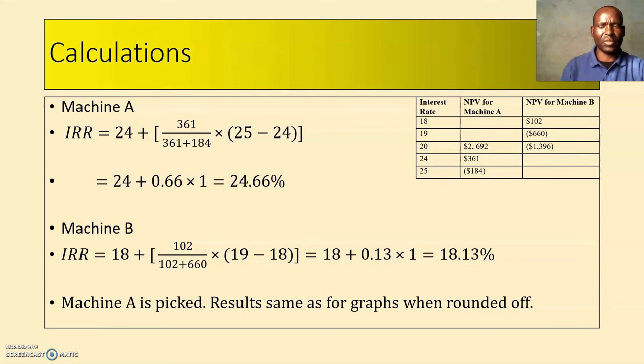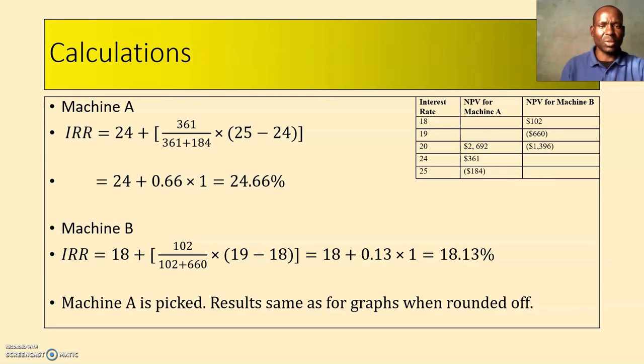We have the calculations for machine A, and the answer that we've got is 24.66%. Of course, there's a table on your left-hand side in the top corner of the panel. That is just for the sake of making it easy for people to follow through. You can easily see which values are picked from the table according to which machine I'm calculating the internal rate of return for. So for machine A, the values I've picked are 361 and 184, and the percentages are 24% and 25% respectively, and then I've worked it out.